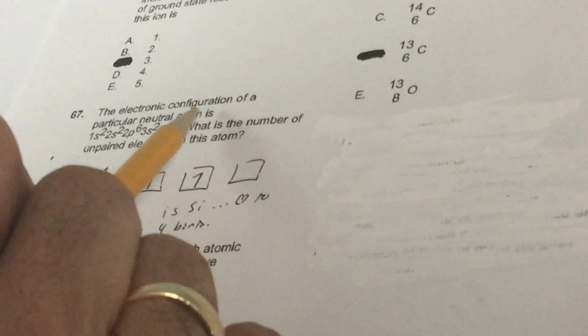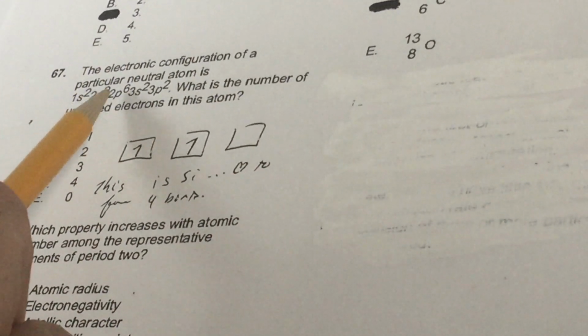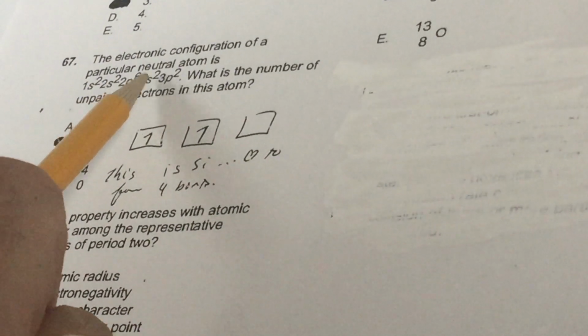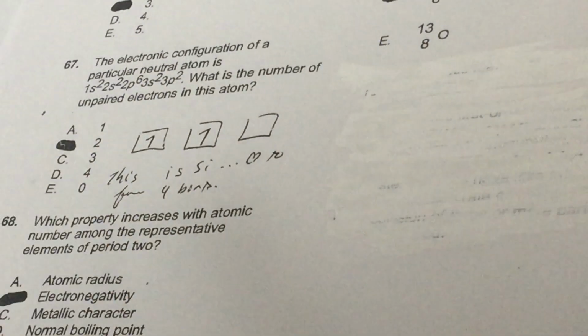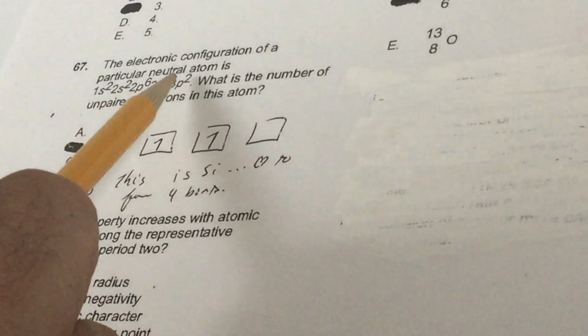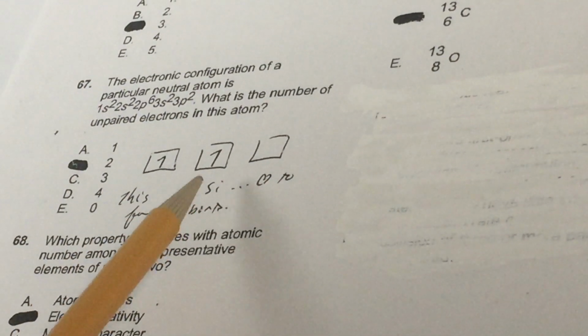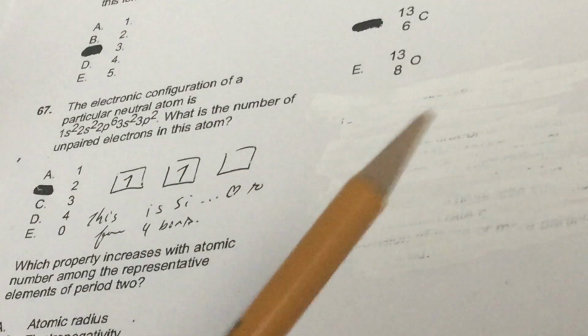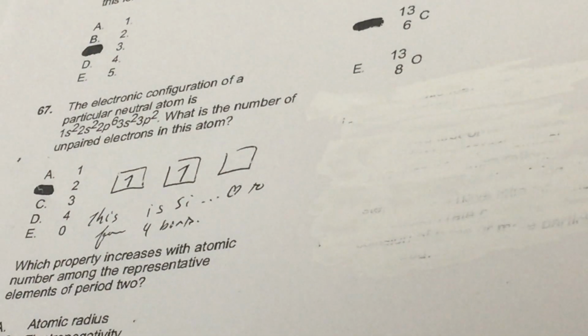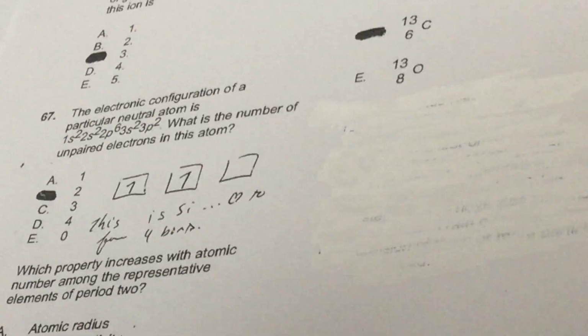Number 67, the electronic configuration of this element is given. What is the number of unpaired electrons? 1s2, 2s2, 2p6, 3s2, and 3p2. What I would do is to simply count them up. 2, 4, 10, 12, you get 14. Now, the minute you see 14, this is silicon. So if they ever ask, what is it? It's silicon. And never forget, silicon loves to form 4 bonds, just like carbon.